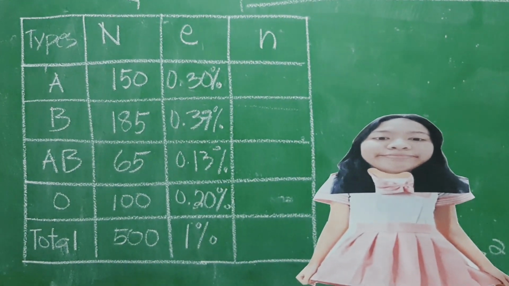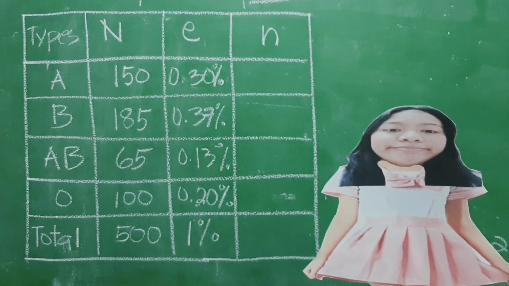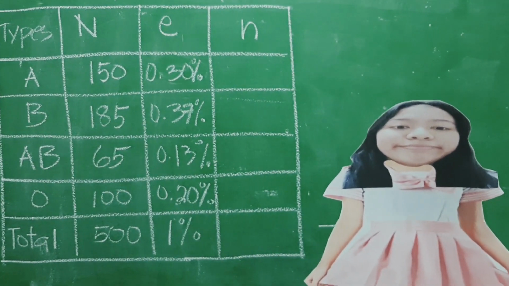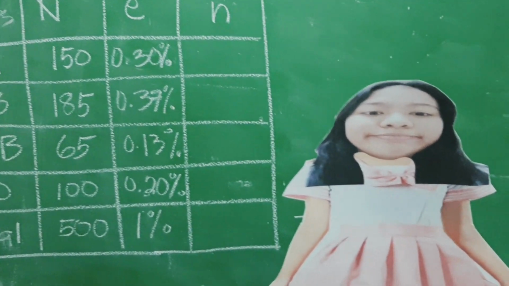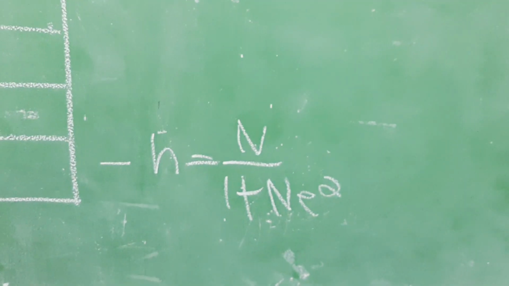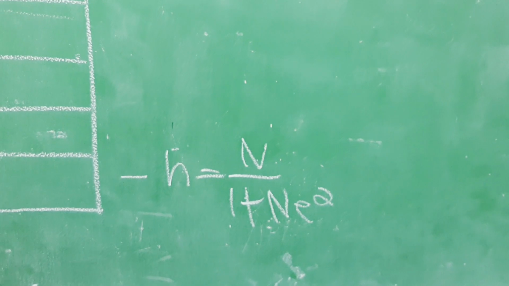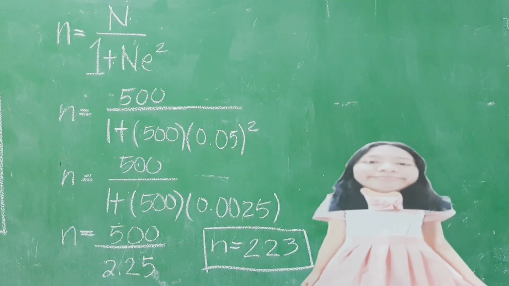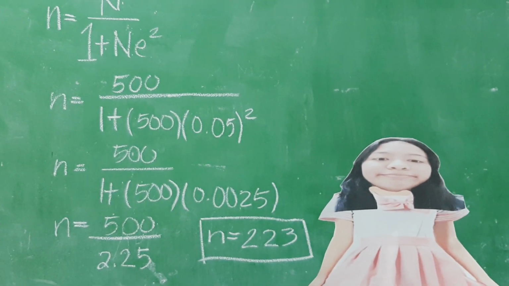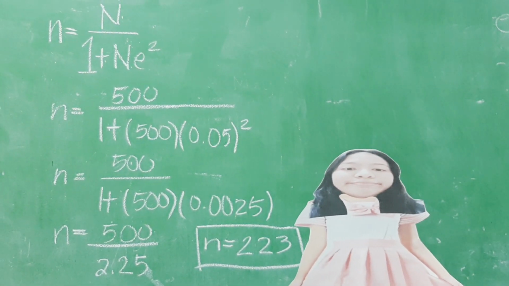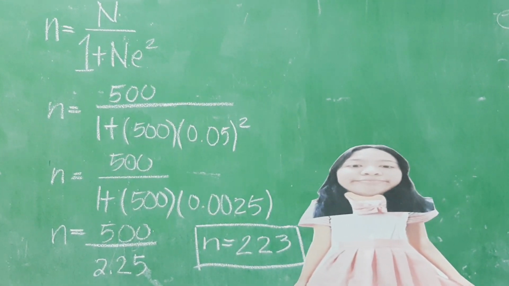After getting all the percentages, we will move on to the sample. Before getting the sample of all the types of blood, we will use the formula for small letter n, which indicates the sample size. So, the formula is small n equals big N over 1 plus big N times small e squared. The big N indicates the overall population and the e indicates the margin of error, which is 5% or 0.05 if the margin of error is not given in the problem.